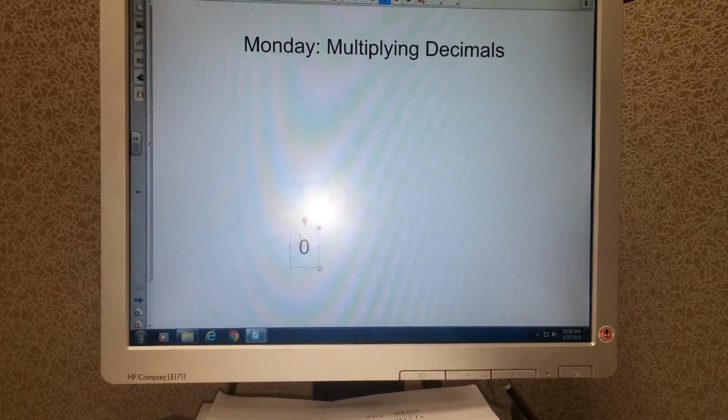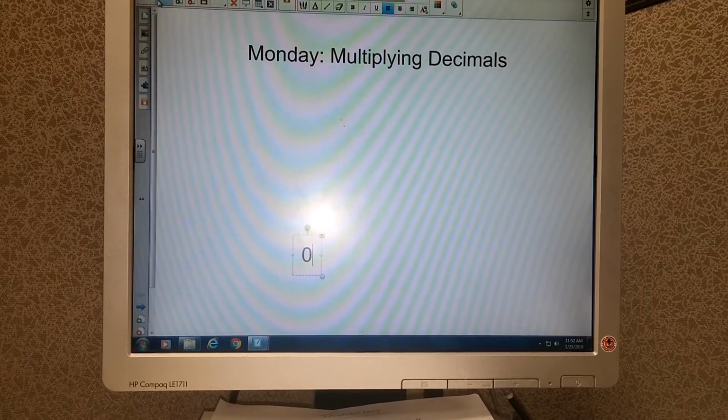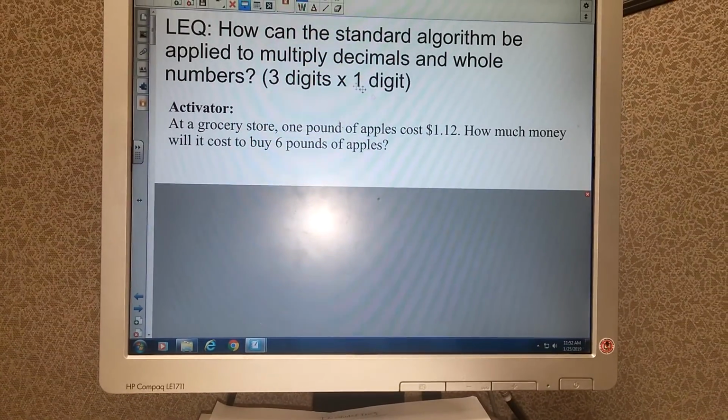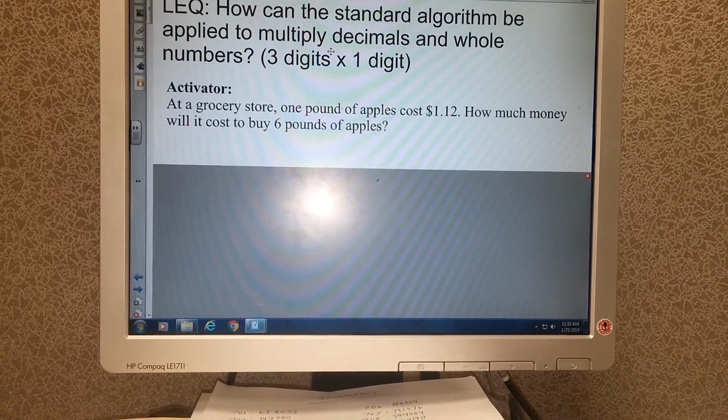It's Monday, you're going to be multiplying decimals. Copy this down into your notebook as the title for today. The question we're going to answer is, how can the standard algorithm be applied to multiply decimals and whole numbers?